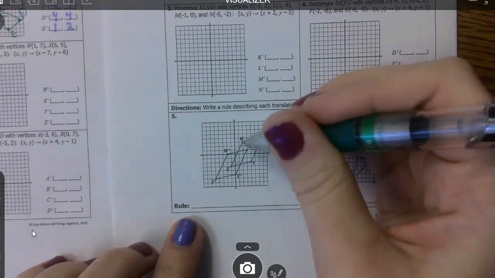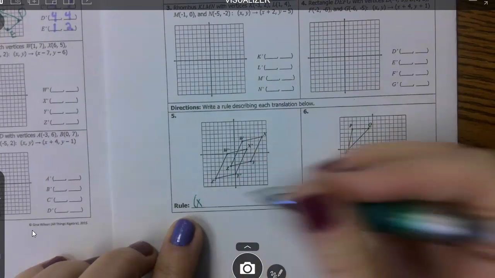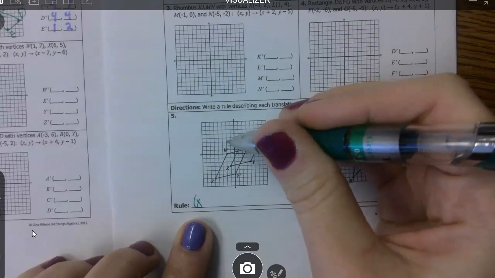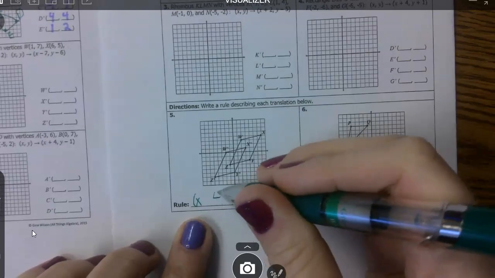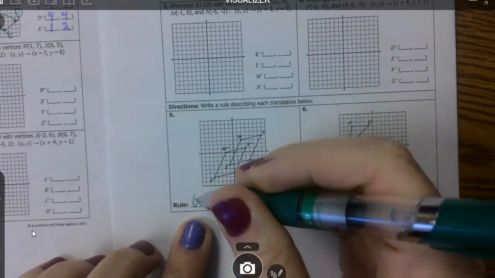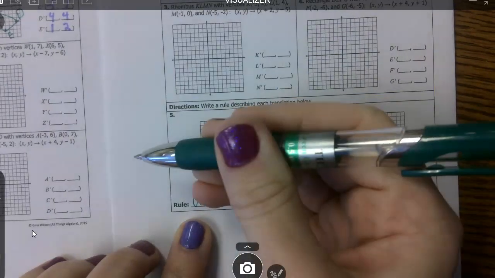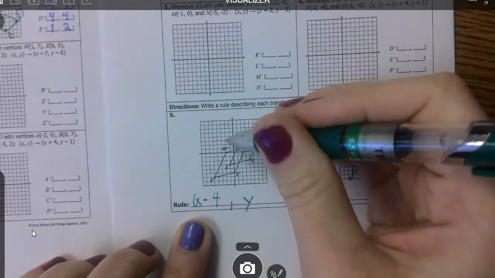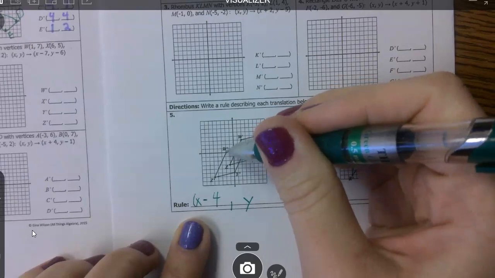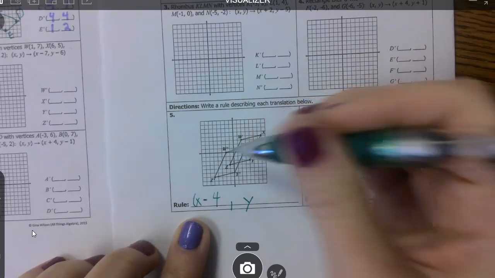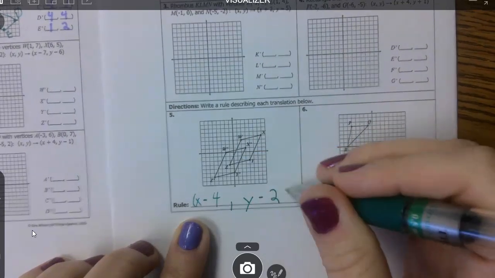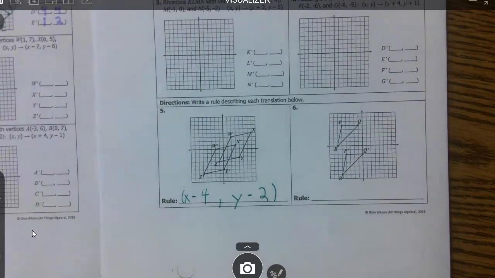Okay, so let's start in the X direction first. That's side to side. We move to the left 1, 2, 3, 4 places. Since it was going to the left, that is subtraction. Now let's look at the Y direction. After we moved over 4, how far did we go down? Looks like we went down 1, 2. Since that is down, that would also be subtraction. So my rule is the X's went -4, and the Y's went -2.